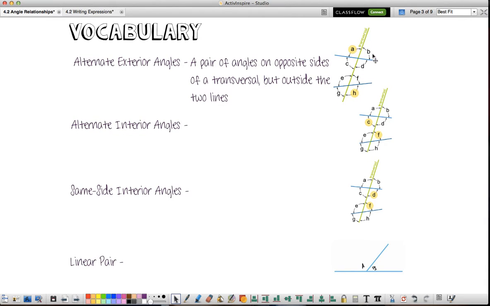Those would be your exterior angles, and A and H would be considered alternate exterior angles. You could also say that G and B are exterior angles, alternate exterior angles.